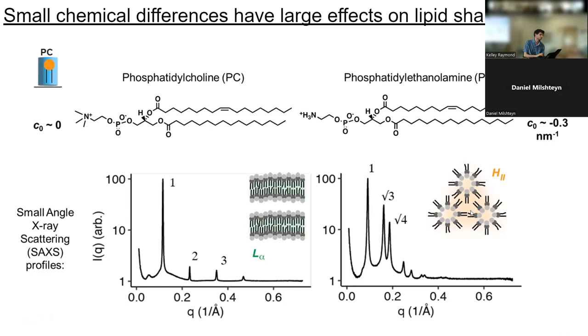And the only difference between these two lipids is that this PC cylindrical lipid has three methyl groups sticking off of its head, whereas this conical lipid called PE, phosphatidylethanolamine, doesn't have those three methyl groups. So its head is smaller. With a small head and two lipid tails sticking out, it's going to make a cone, whereas the PC has equal head and tails, so it causes the cylindrical shape.